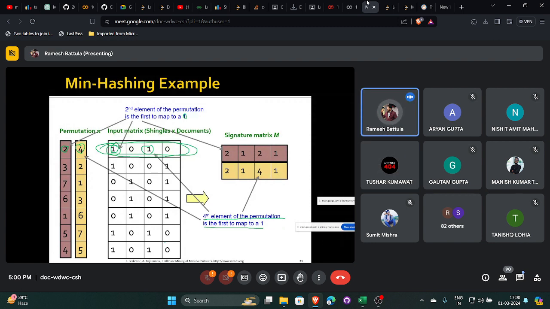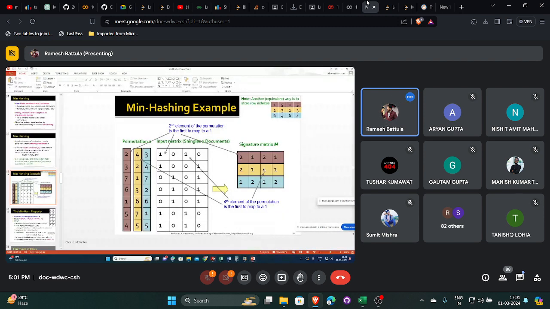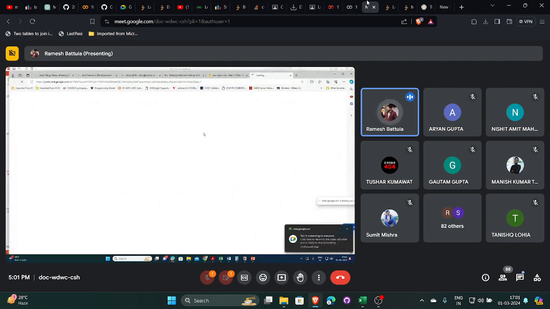Suppose I would like to give you a simple example with some numerals, so that you will understand in a better way. A small example I would like to take and provide to you. So I am going to my whiteboard.